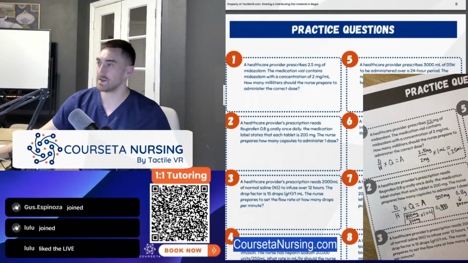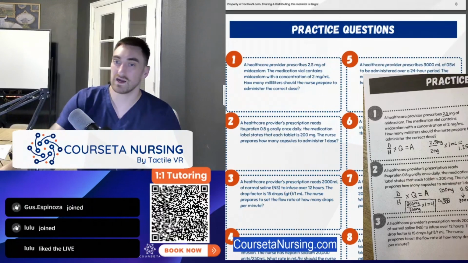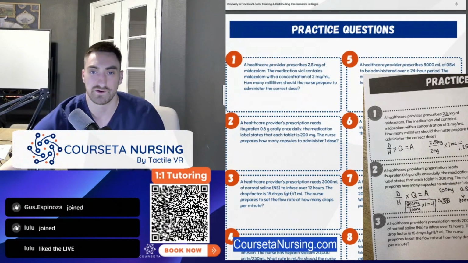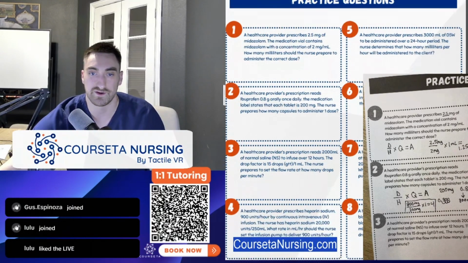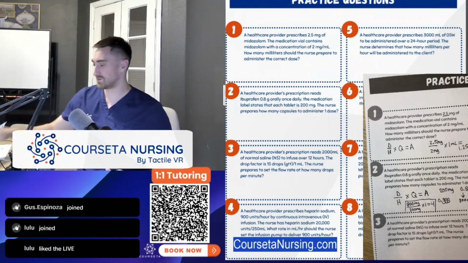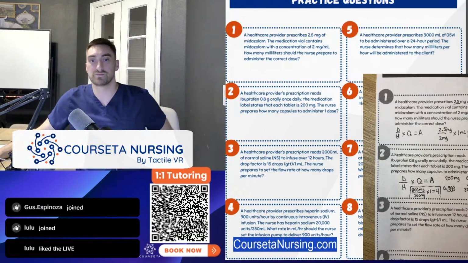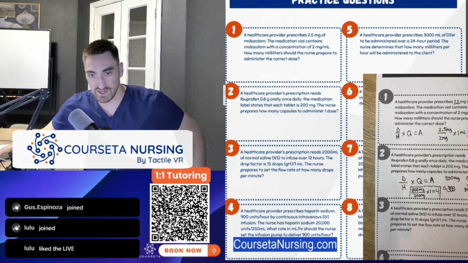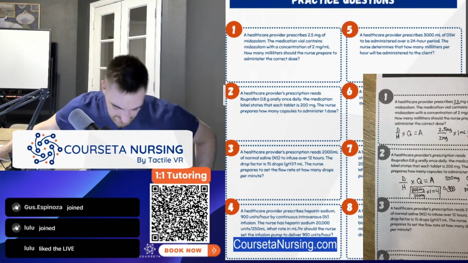So let's go ahead and do an IV infusion one. Let me skip to that. Let's see what we have here. Oh, let's do a drops per minute one. We'll do a drops per minute one and then a units per hour one to give you an example of that.